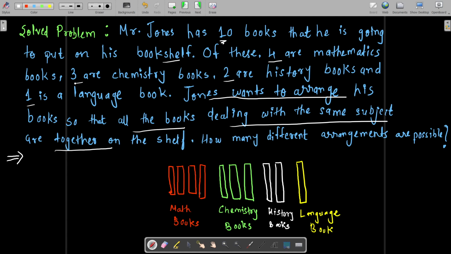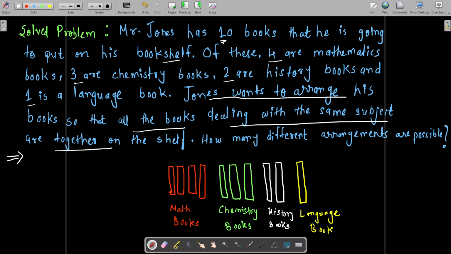So I have drawn this here. It's not said that first should be the mathematics books, then the chemistry books. Don't take the order in the question. In the question there is an order of the books, but what is asked is that he just wants all books of the same subject to be together, right? So it doesn't matter whether math books are first or last or in the middle. Same holds for any other books like chemistry, history or language.